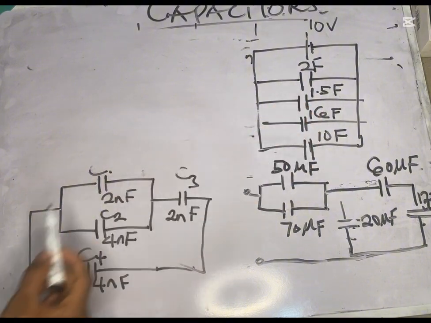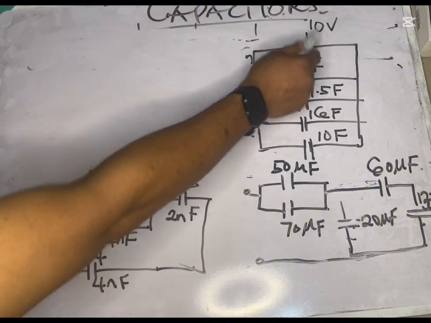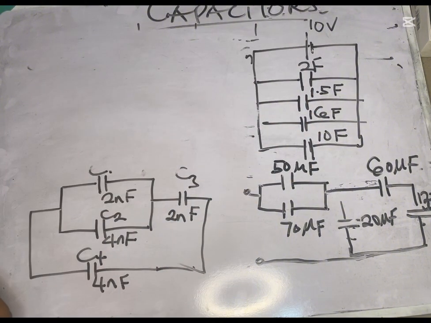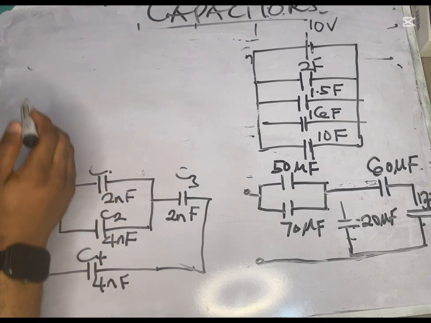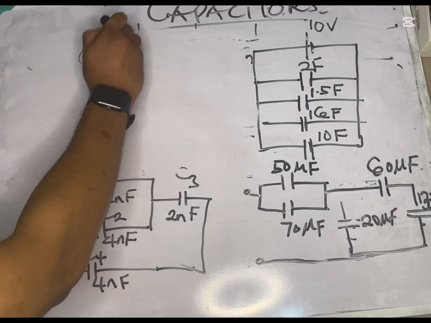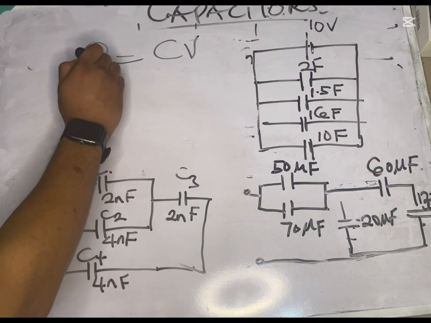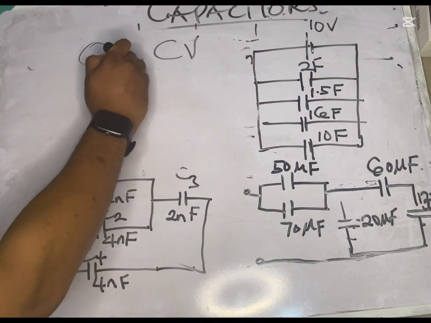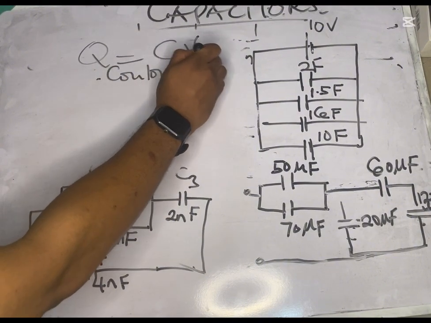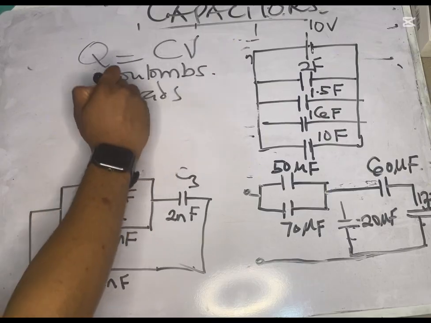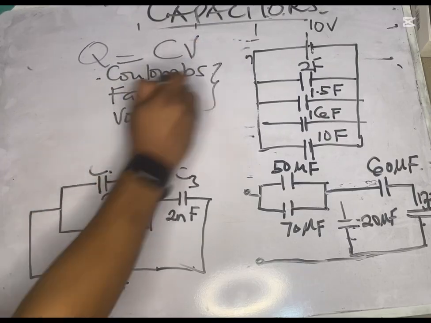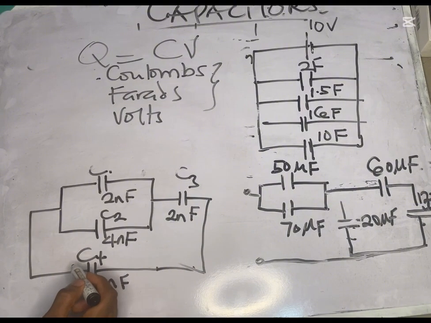Look now, they are not in the same wire, they are all in parallel. This is the battery, but we are not told to look for the voltage or the charge. Mind you, in capacitance, Q equals CV. This is the charge being stored, Q, measured in coulombs. Capacitance is measured in farads. Voltage is still measured in volts, it doesn't change. Please take note of that.